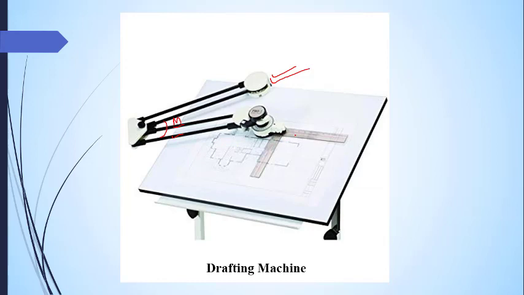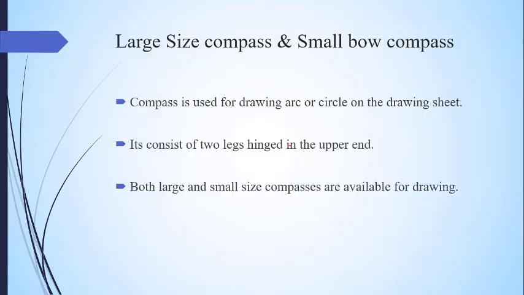And here you can see there is a set square, and for vertical lines here is a scale that is fixed in the drafting machine. Large size compass and small bow compass. Compass is used for drawing arcs or circles on the drawing sheet.